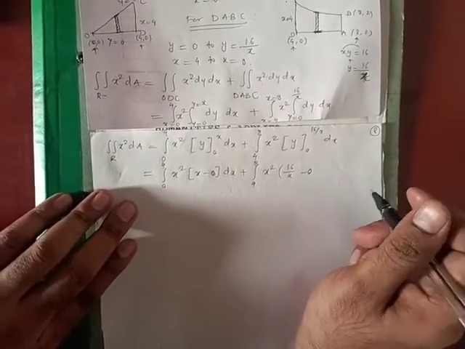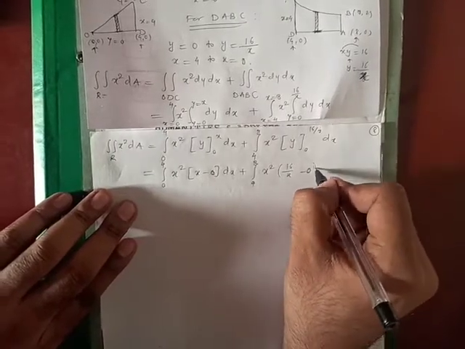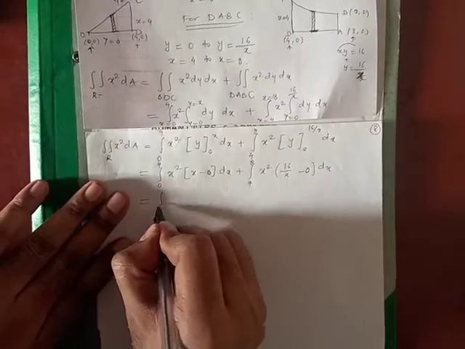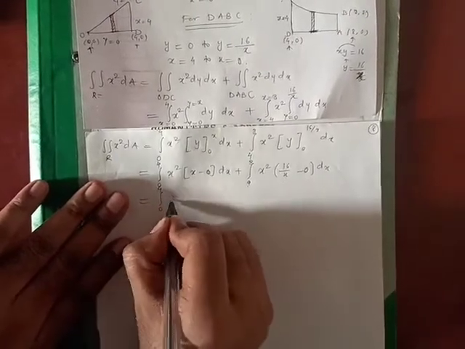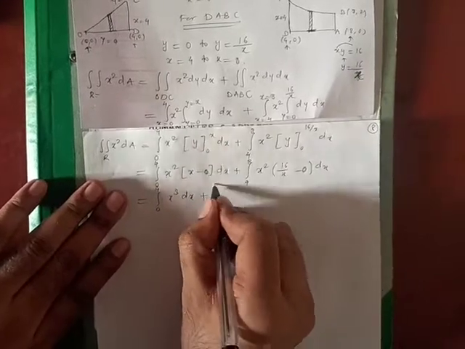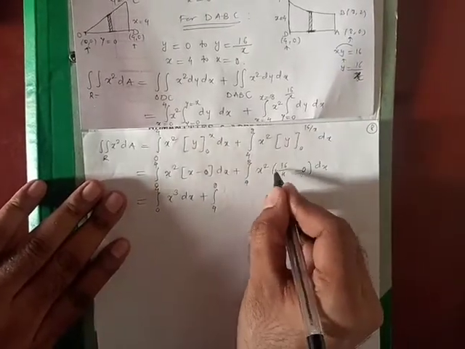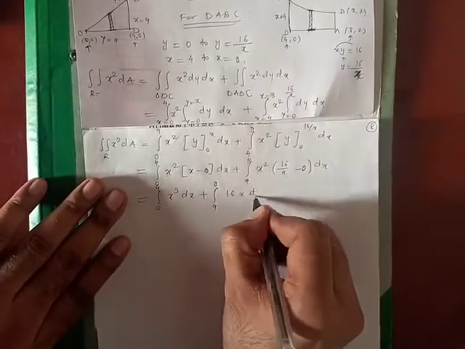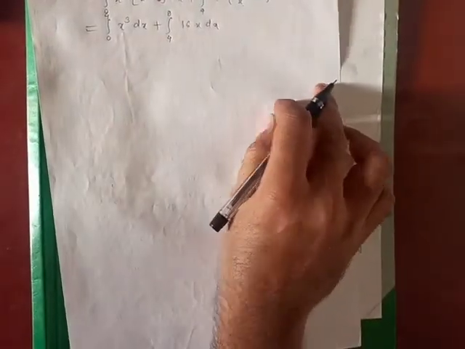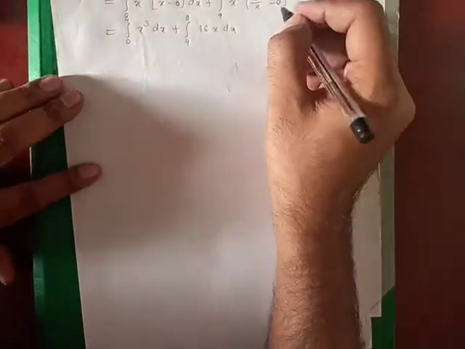Right, 16 upon x minus 0 into dx. Simplify this now. This is 0 to 4 as it is, multiply by x. This is x cube into dx plus 4 to 8. X and x get cancelled, so this is 16x into dx, right? Again simplify this.